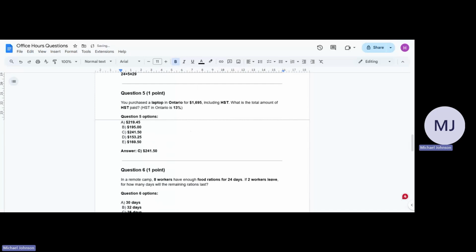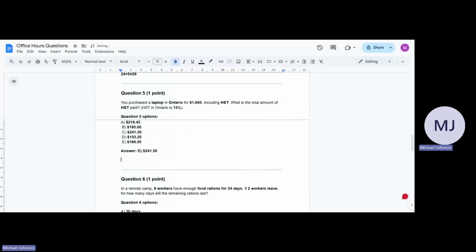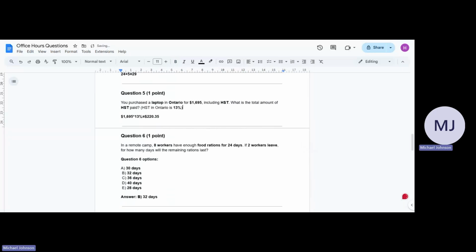And then for 5 here, you purchased a laptop in Ontario for $1,695, including HST. What is the total amount of HST paid? So what we'd have to do for this, we'd have to take the 1,695 times the 13% HST, and then we get 220.35 would be the answer. So we get that here.